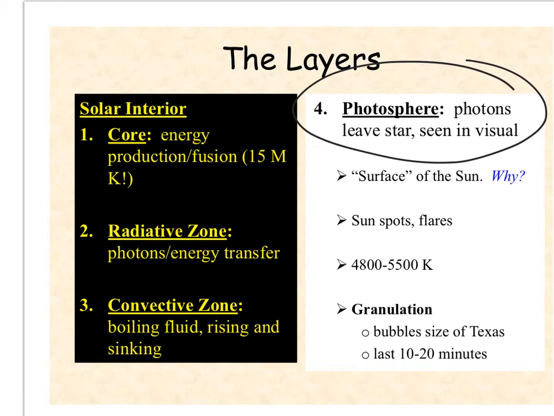So we cannot see the chromosphere, we cannot see the corona, we cannot see the convective zone in the visual portion of the spectra. We can see the photosphere, so that is why we call it the surface. And its peak, again, is in yellow. That is why we see it as yellow.